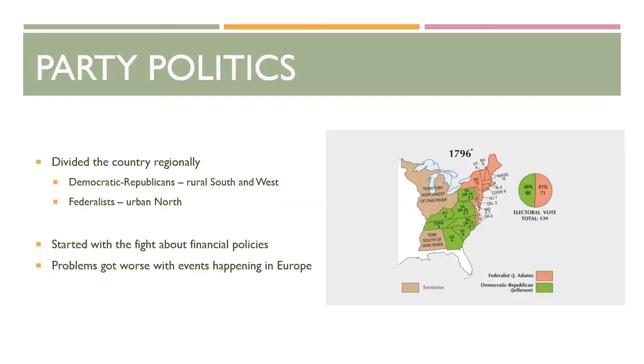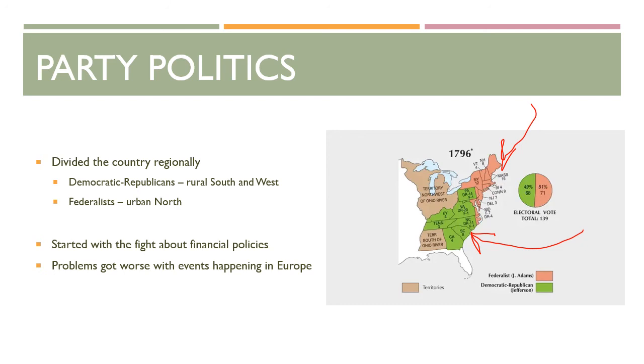These political parties not only divided Congress, but they also divided the people of America, kind of by region. You can see it on this electoral map from 1796. You can see the Democratic Republicans, remember they're called the Republicans back then, mostly in the rural areas, the South and the West. These green states are the ones that voted Democratic Republican. And then the Federalists were more of the urban, northern area. Those pink, red states are the states that voted Federalist. So you can see the divide in the map right there.